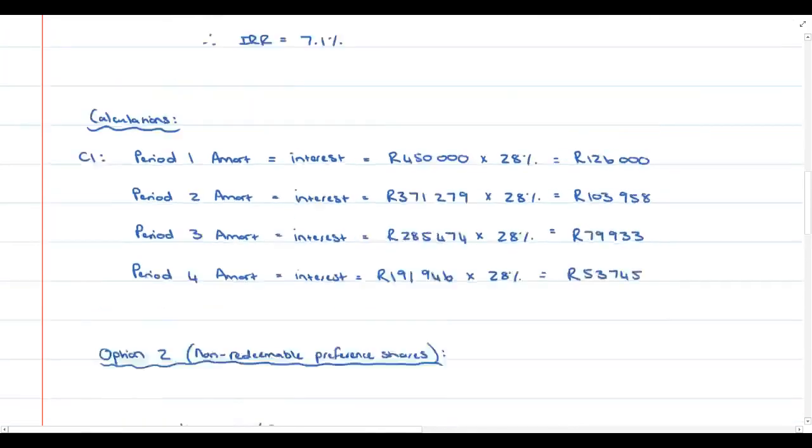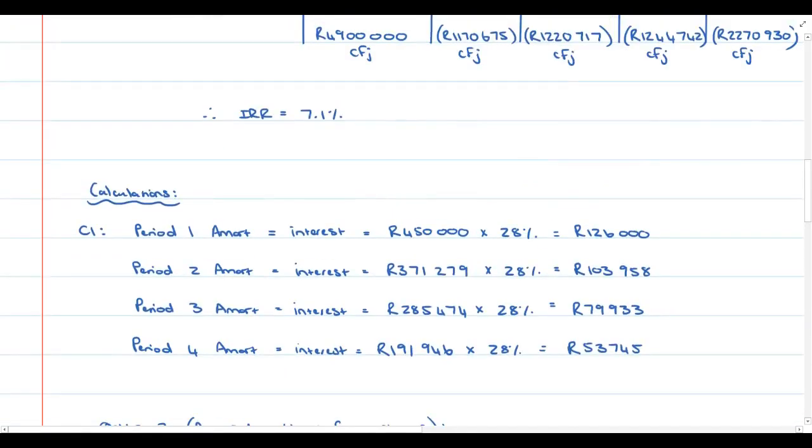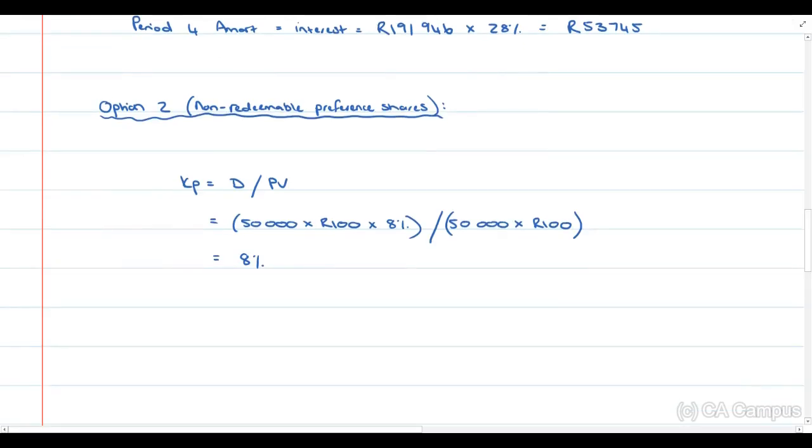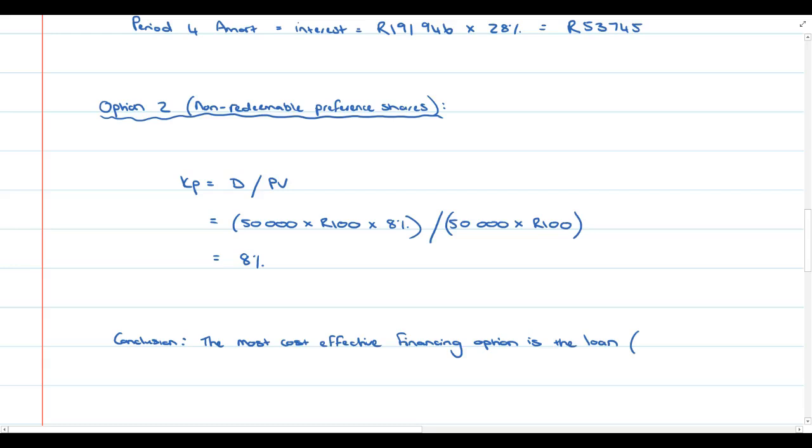So for the loan, the internal rate of return is 7.1%, and for the non-redeemable preference shares, it is 8%. So make sure that you answer the required, what is the most cost-effective form of finance? It is going to be the loan. Which was option 1.